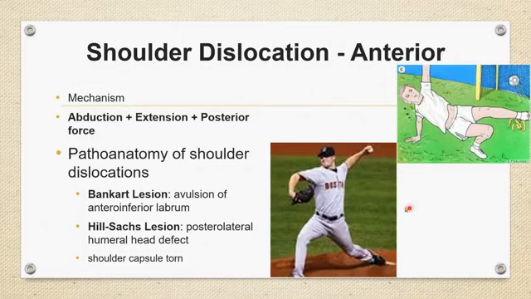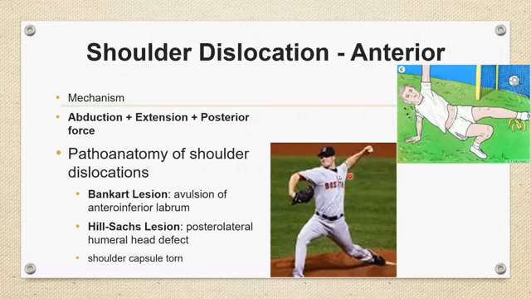You can see in the picture, the mechanism of injury of the anterior dislocation of the shoulder is hyperabduction, or abduction and extension, or external rotation with posterior force. These things facilitate the head of the humerus coming out of the glenoid through tearing of the capsule of the shoulder joint, and thus cause the anterior type of dislocation of the shoulder.